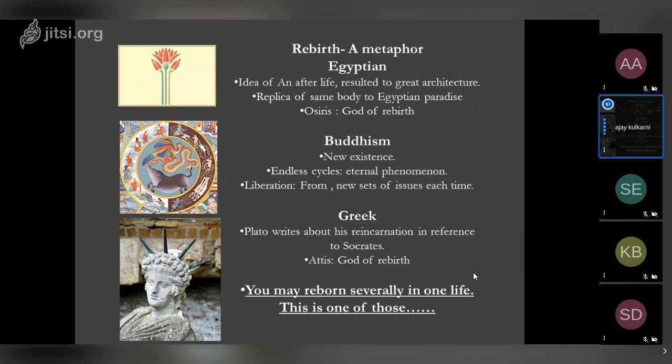Buddhism has a different perspective on this rebirth. What they say is that this is a cycle, which keeps on coming, appearing, and disappearing. This is known as samsara. As long as you are attached to these desires, you will keep coming.